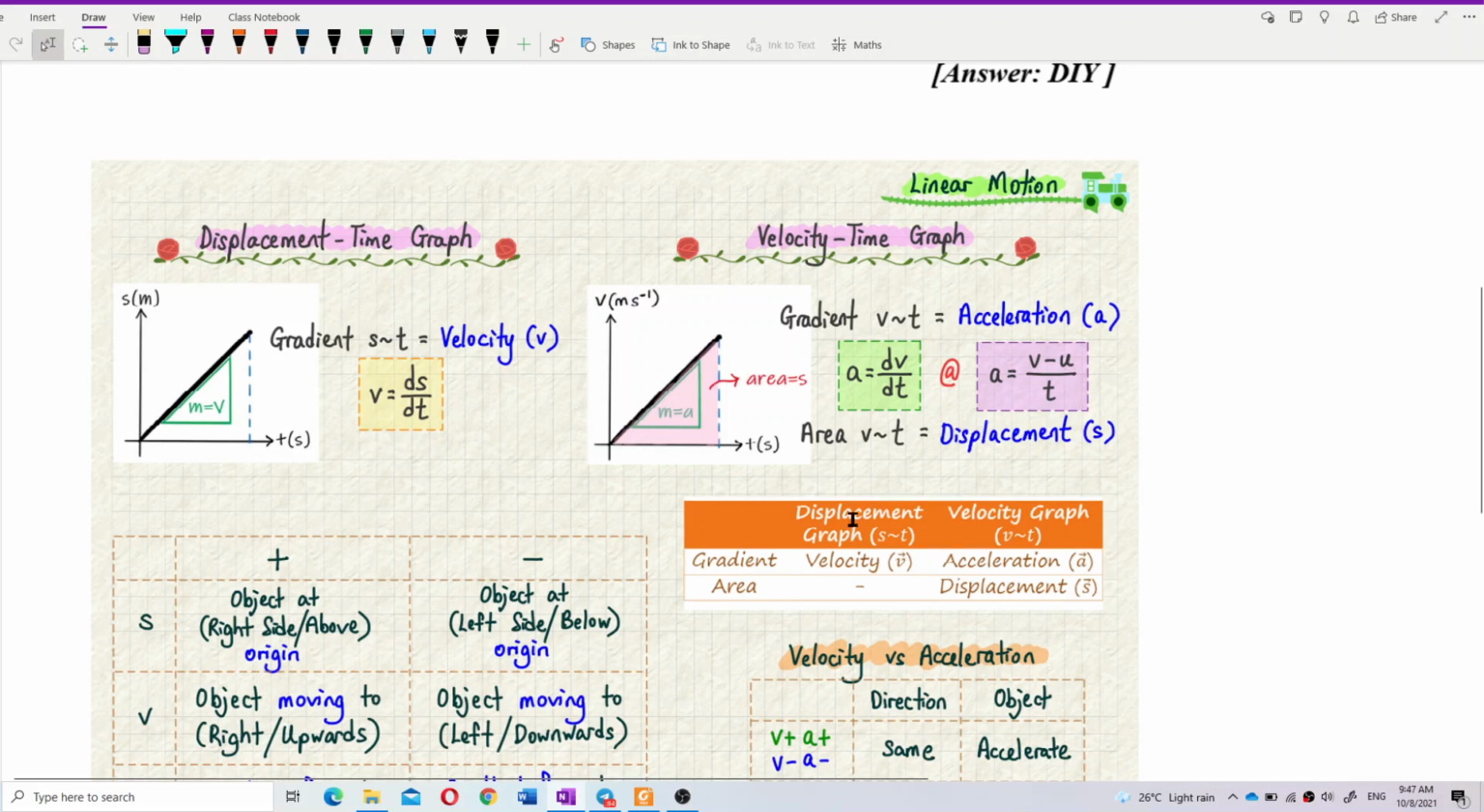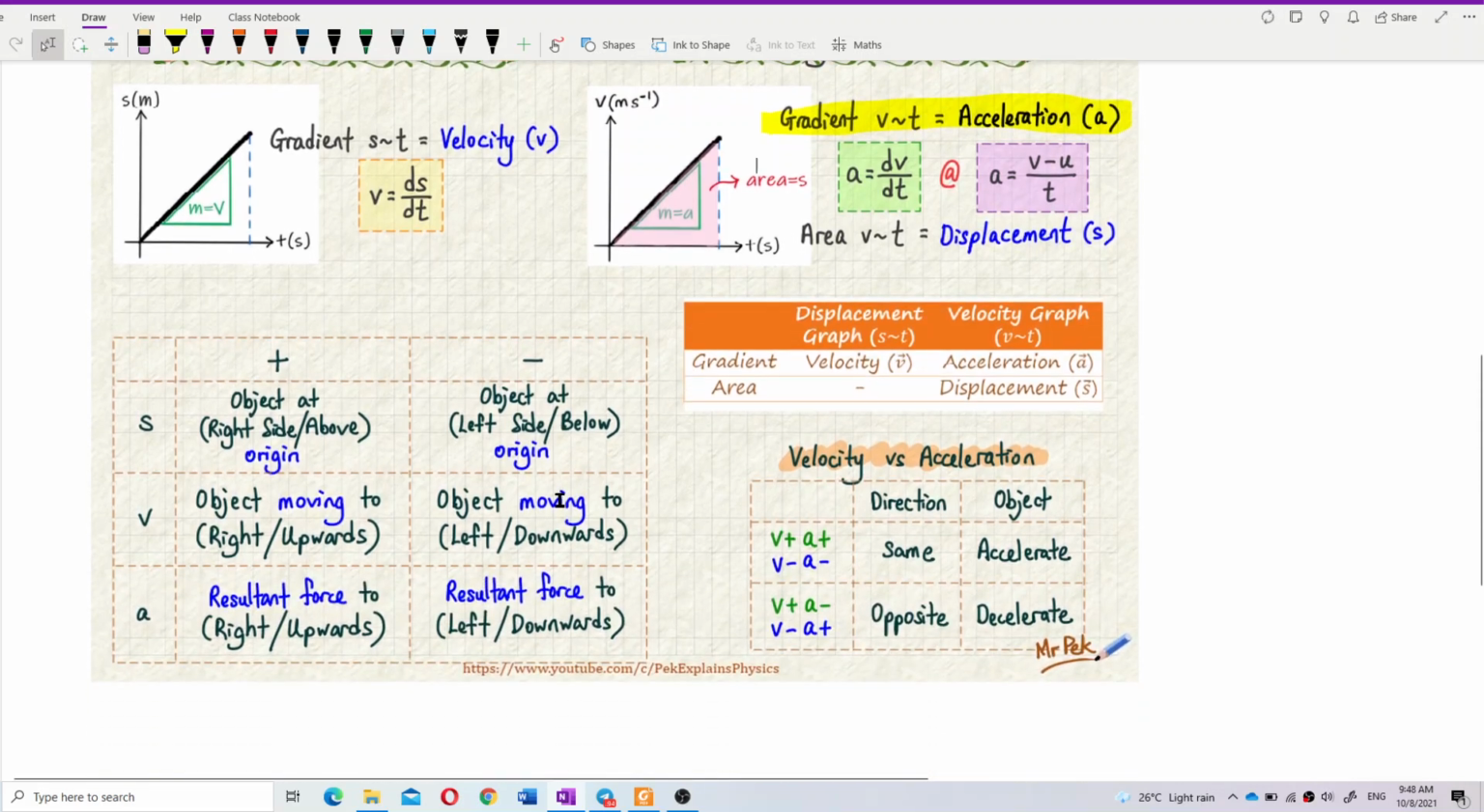Here, you must know this. The gradient of the velocity graph is actually acceleration. This one you need to know. I need to highlight it. You need to know about this. The gradient of the velocity graph is acceleration.